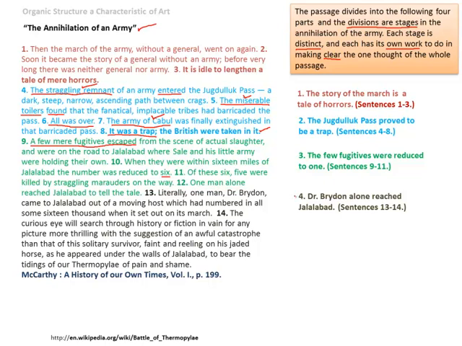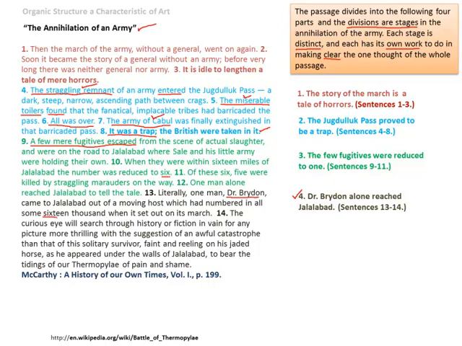The last part talks about the one man that reached Jalalabad. Literally, one man, Dr. Brydon, came to Jalalabad out of a moving host which had numbered in all some 16,000.